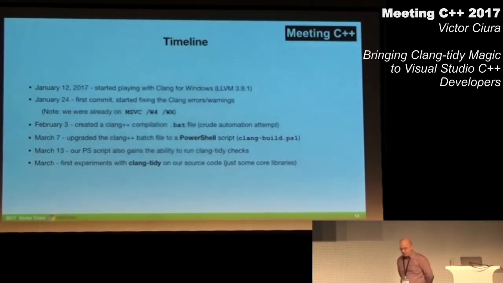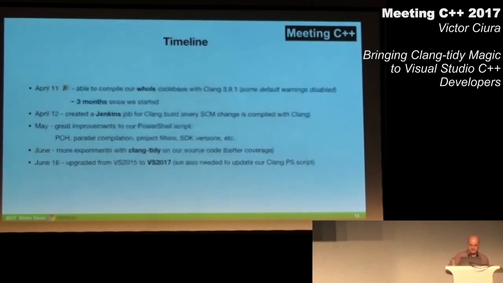About in March, our PowerShell scripts gained the ability to run clang-tidy as well. So we did the first experiments with clang-tidy just to get the feel for it on some selected parts of our code. And by April, we were able to compile our whole code base with Clang 3.9 with some default warnings turned off, to be fair. So about 3 months' time with a part-time effort.